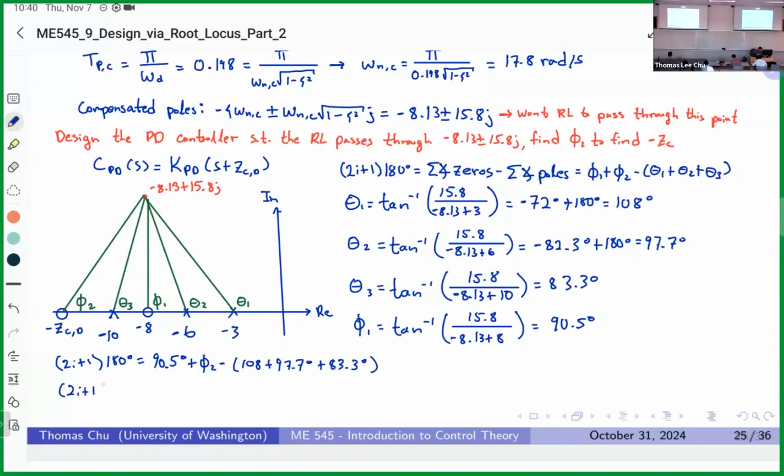So then I'll write it out. I get (2i plus 1) times 180 degrees is equal to phi2 minus 198.5 degrees. And with my thought process here, I'm aiming for an angle that's between quadrant 1 and quadrant 2 because our reference point is above the real axis.